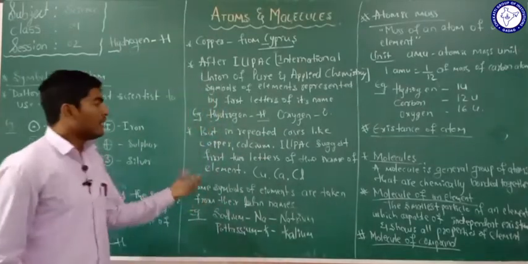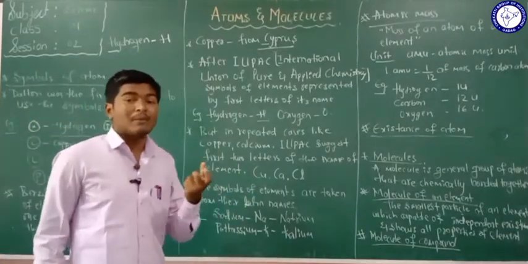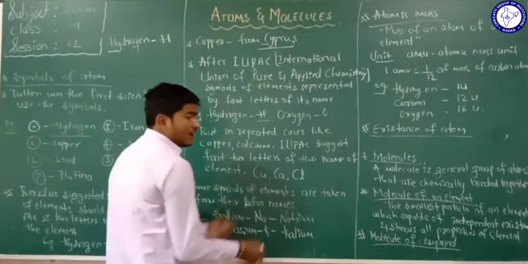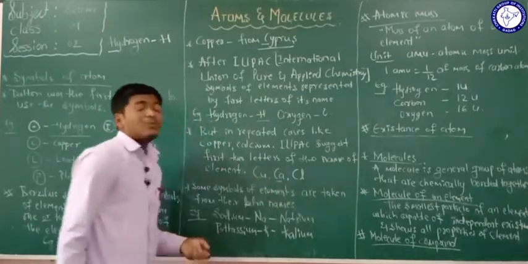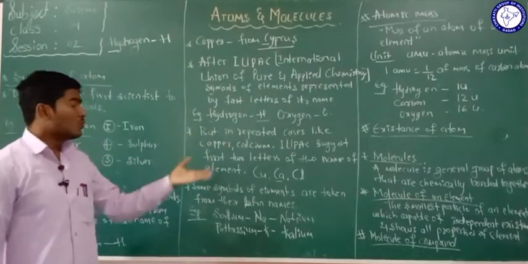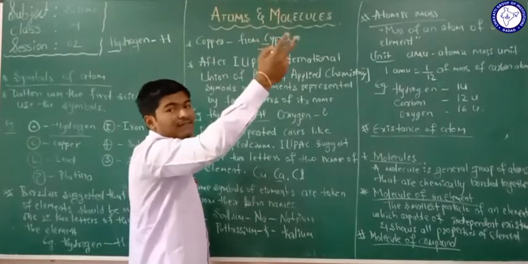Is it clear? But also, a second problem arises. Some of the elements have the same starting two letters in their names. What we are going to do in the symbolization of the elements is take the third letter, the fourth letter or the fifth letter of the element name.